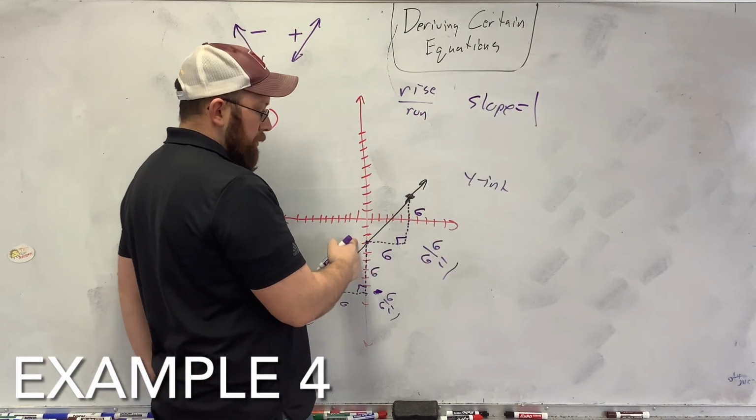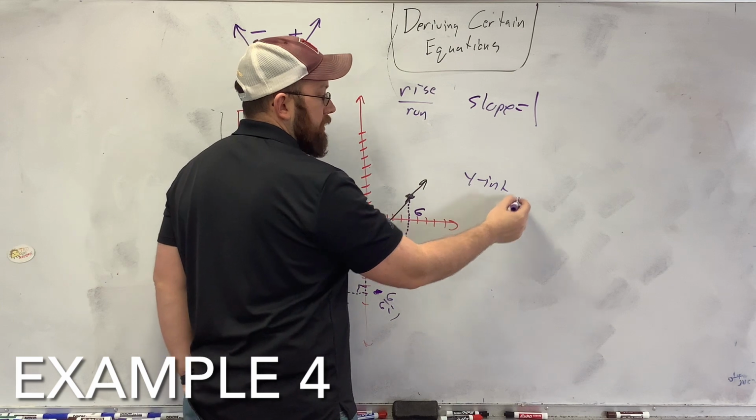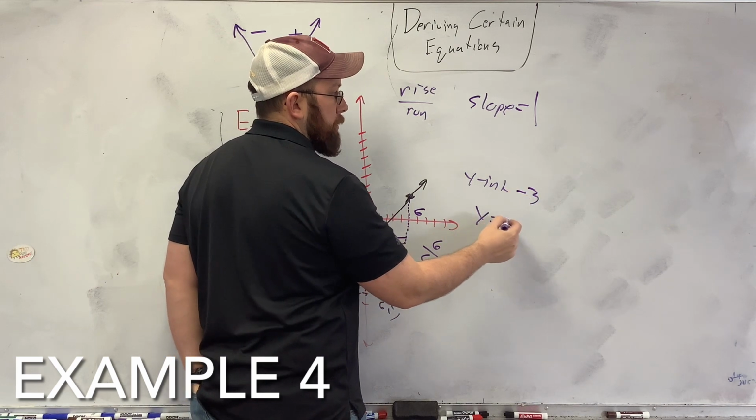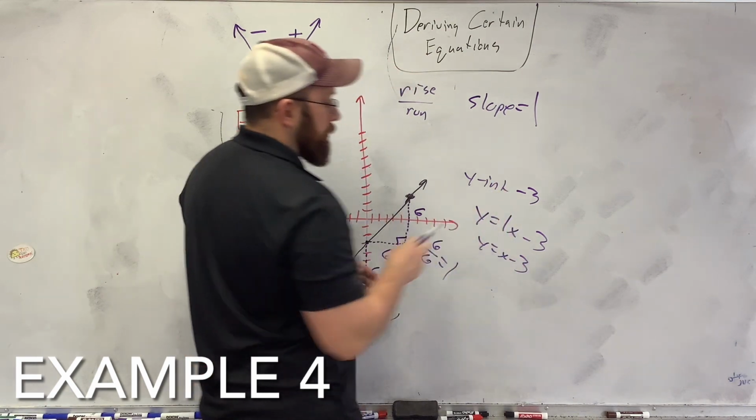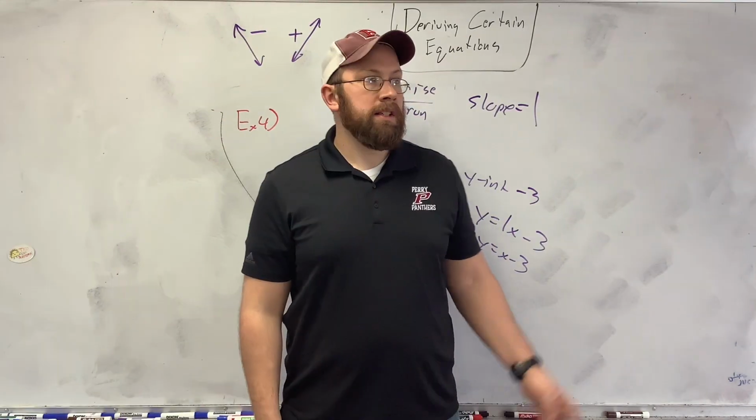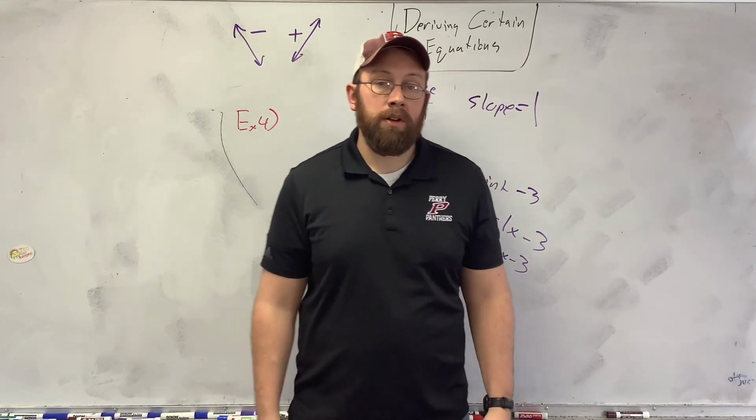My y-intercept is where it crosses, at -3. So my slope-intercept form is that. All right, this has been Deriving Certain Equations. Hope it helped. Good luck.